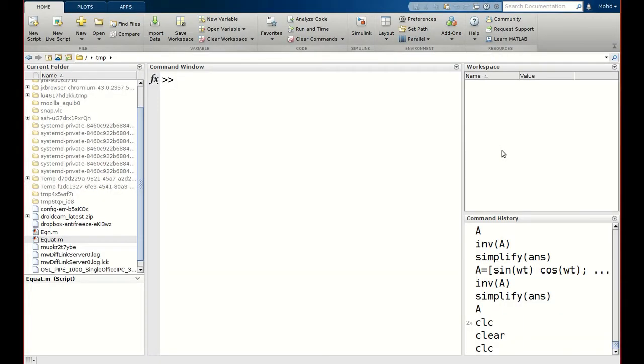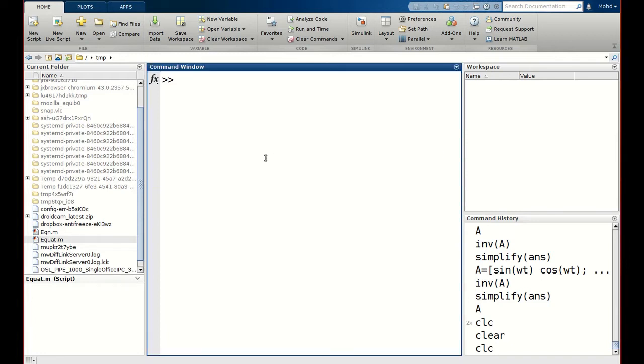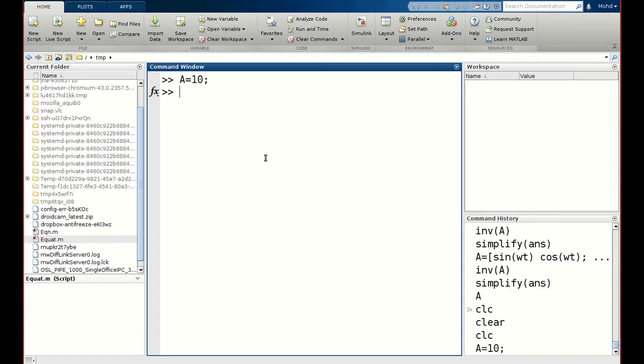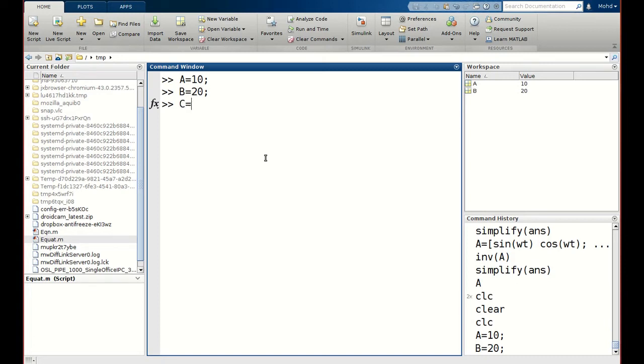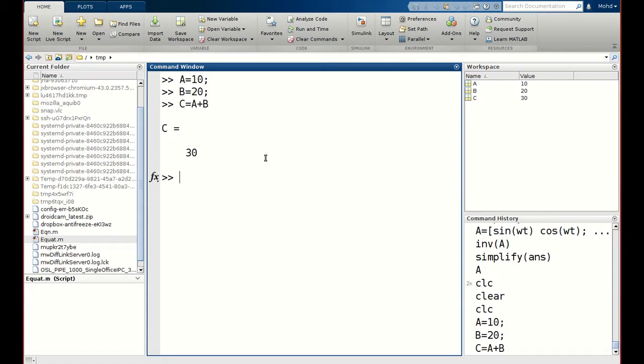In this video, we will learn how to solve a variable based equation using MATLAB. So we all know that we can solve equations in MATLAB, like if we have a equals 10 and b equals 20 and c equals a plus b, it can easily give us 30.